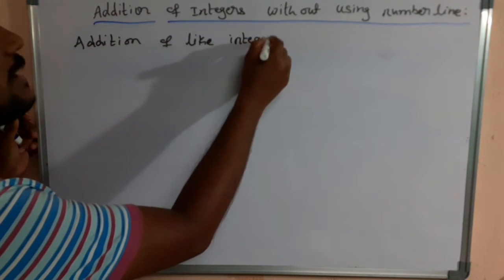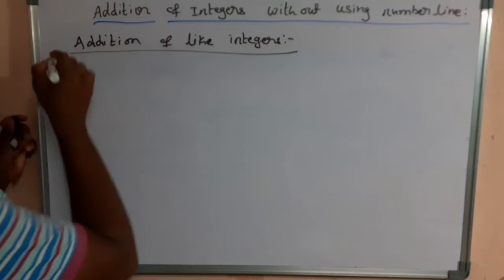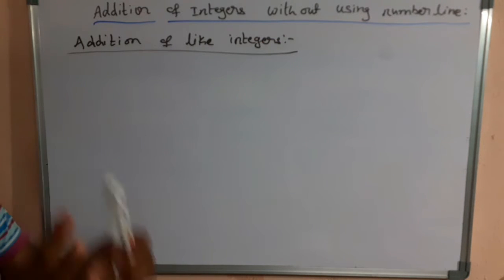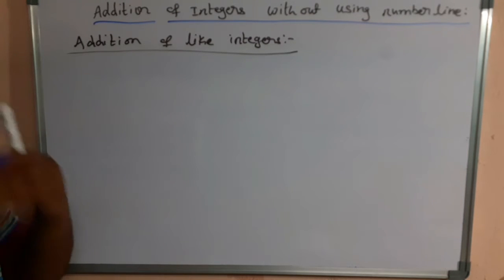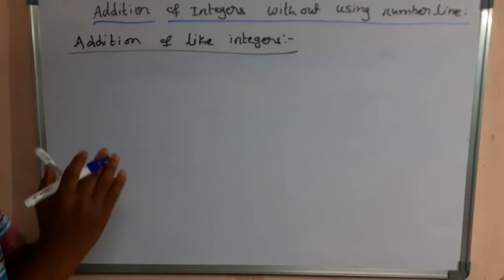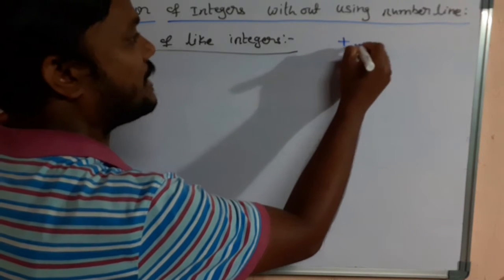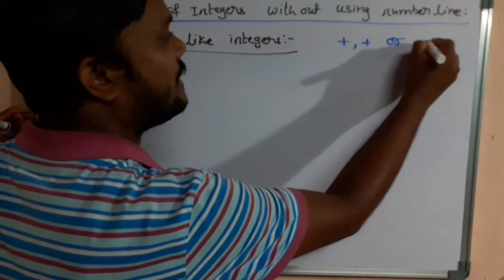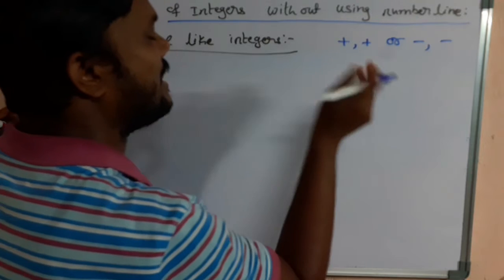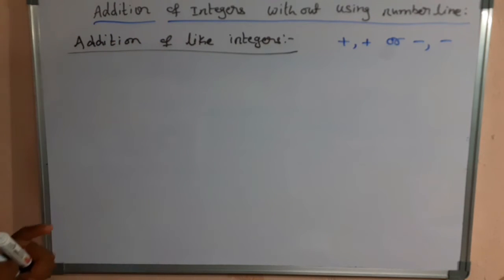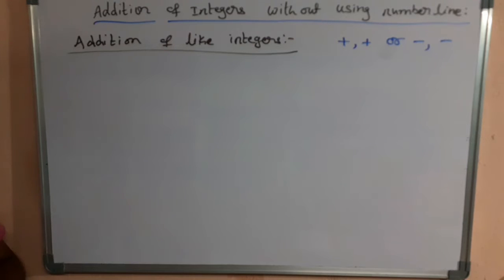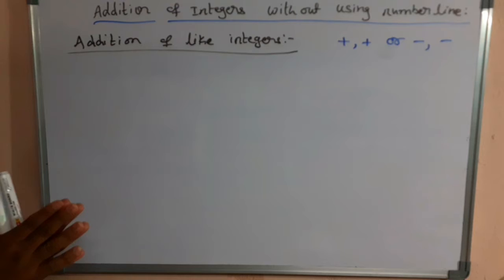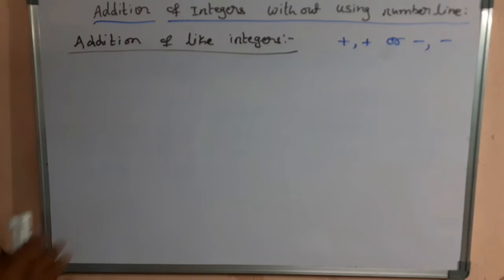Like integers means what? The integers which have the same sign. That means if you want to add two integers, either both are positive or both are negative. That means adding two positive integers or adding two negative integers. In such cases, to do the addition of like integers, we need to add their absolute values and assign the same sign to the result.